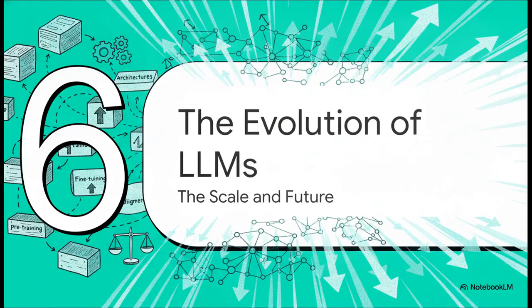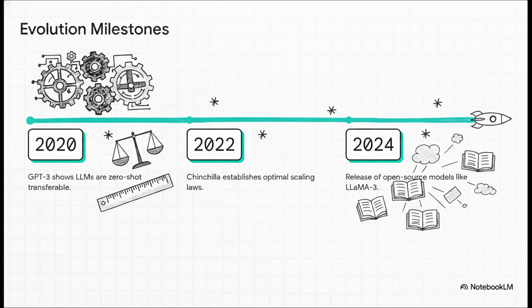And finally, Section 6, the evolution of LLMs. Let's look at the scale and what the future holds. When we track these milestones, it becomes super clear that progress isn't just about blindly throwing more computers at the problem. Back in 2020, GPT-3 proved that huge models could do zero-shot tasks. By 2022, DeepMind's Chinchilla taught us how to scale those models efficiently, and jump to 2024, models like Llama 3 proved that highly capable, aligned models could be put directly into the hands of the open-source community.